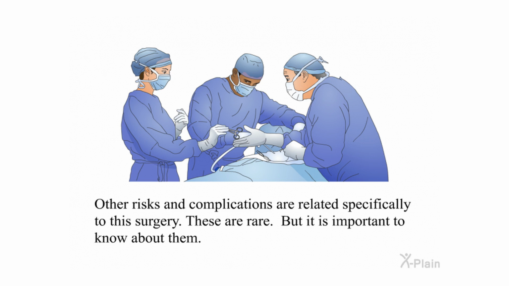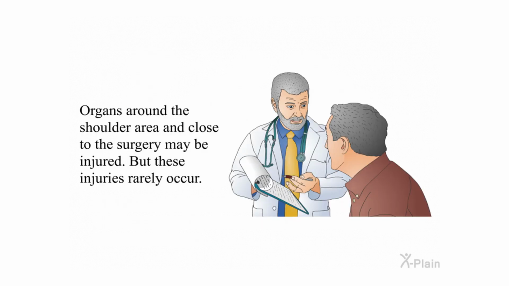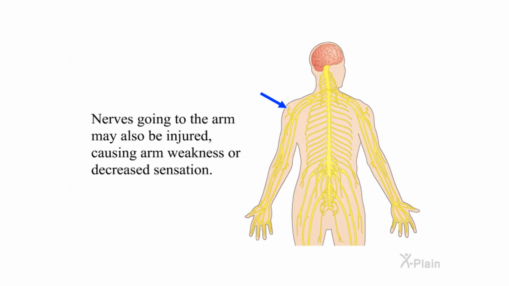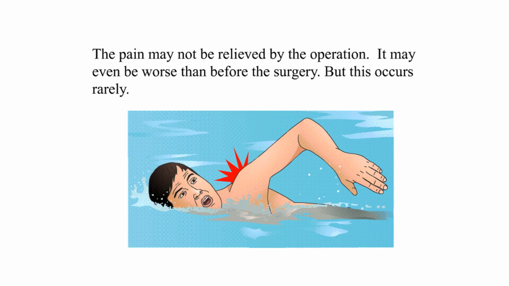Other risks and complications are related specifically to this surgery. These are rare, but it is important to know about them. Organs around the shoulder area and close to the surgery may be injured, but these injuries rarely occur. Arteries and veins going to the arm may be injured. Nerves going to the arm may also be injured, causing arm weakness or decreased sensation. The pain may not be relieved by the operation. It may even be worse than before the surgery, but this occurs rarely.